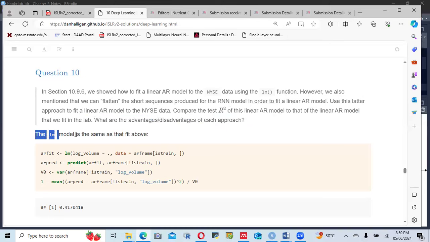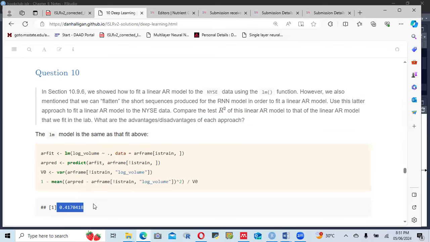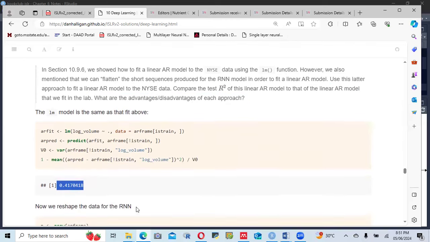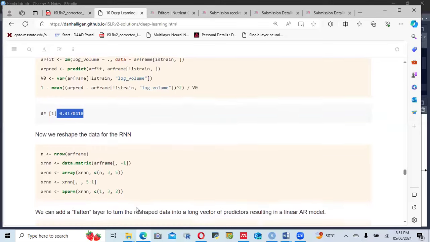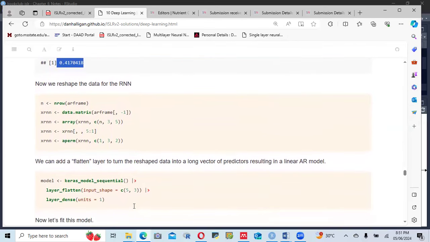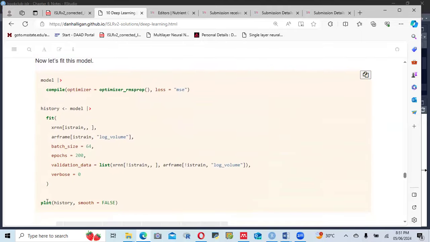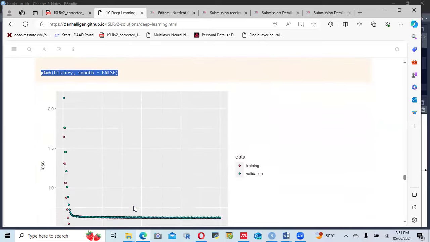So first, they say they use the LM model, which is the same as above. It's the same thing as what we did above, where we have the R square to be 0.4170418. Now we reshape the data for the RNN model. When we reshape the data, we flatten it down. We now fit the model, and we now run a plot on that model.